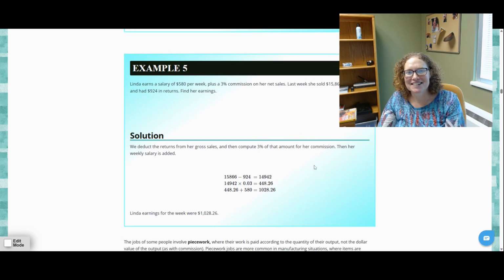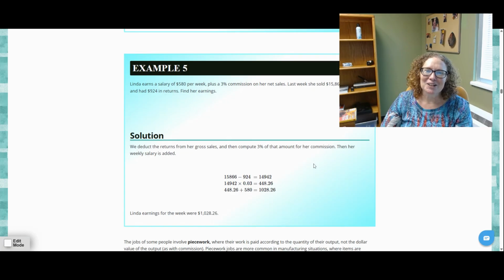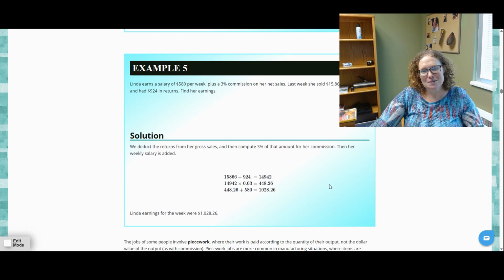We're adding on. Now she earns a salary of $580 per week. She gets a 3% commission on her sales. Last week she sold $15,866, but she had $924 in returns. So we have to deduct that. So we look at it and we say, okay, her sales were $15,866 minus the $924. So that ends up being $14,942. So then we multiply that by the 3% commission and get the $448.26.